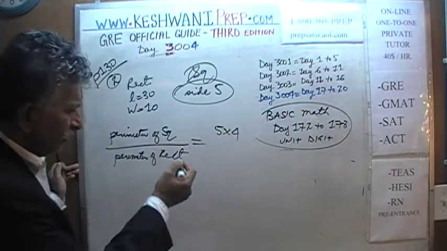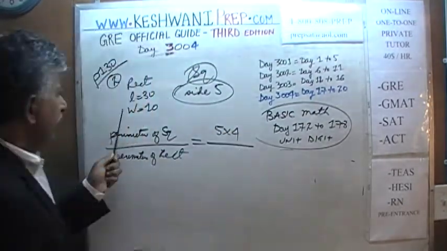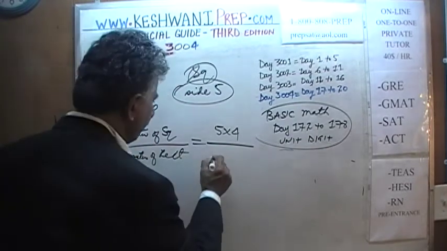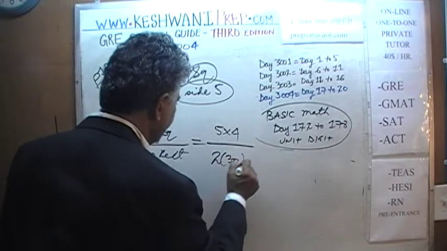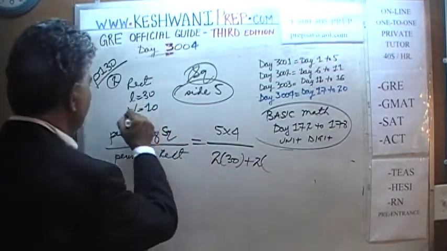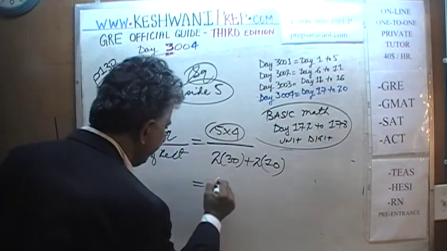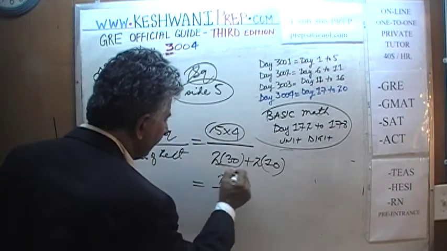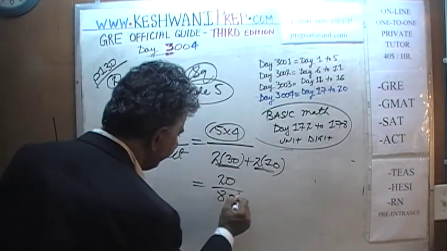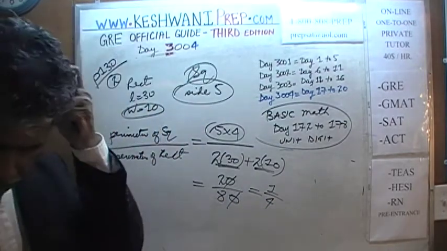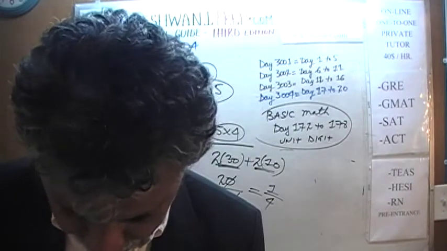Again, this is too silly. I shouldn't have to do this. And here, we have a rectangle. The length is 30. Width is 10. So we have two lengths and two widths. So on the top, we get 20. On the bottom we get 60 plus 20, which is 80. It reduces to 1/4. The ratio is 1/4.